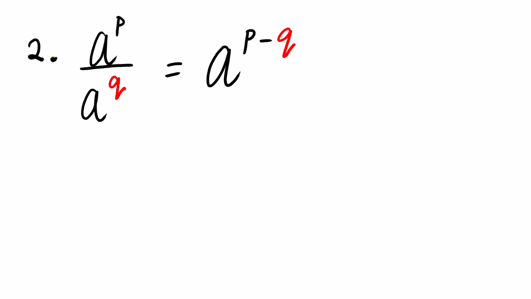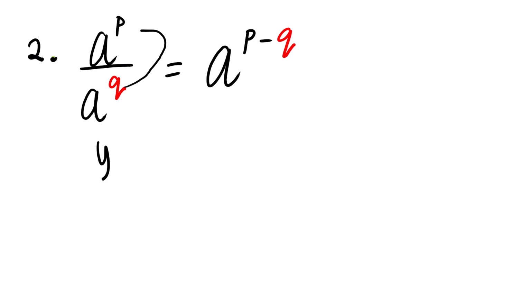The second law, we call it quotient of powers. In this case, we have a fraction, and you can see that the bases are the same. So a to the power p divided by a to the power q equals a to the power p minus q. So you can see that the moment this power goes to the numerator level, the sign changes. It becomes negative instead of positive. The first one, we say that is power of product. This one is quotient of powers.